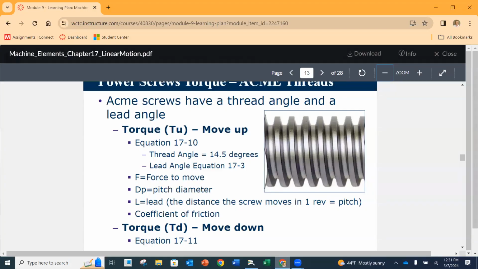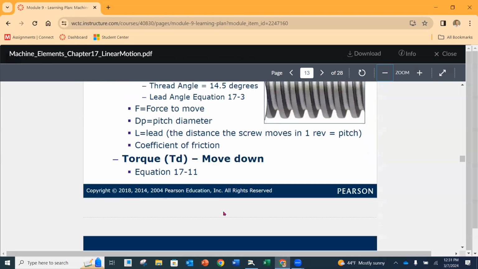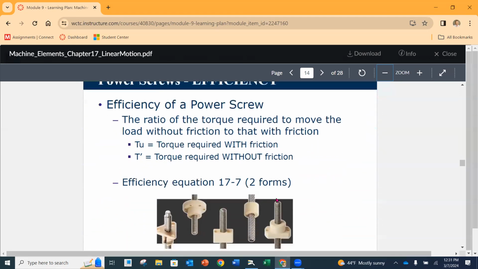The examples you're going to be doing are going to be Acme threads. And then efficiency. Efficiency compares what you put in to what you get out. So it's the ratio of the torque required to move the load without friction, and then also with friction. The friction is where we see the most losses.